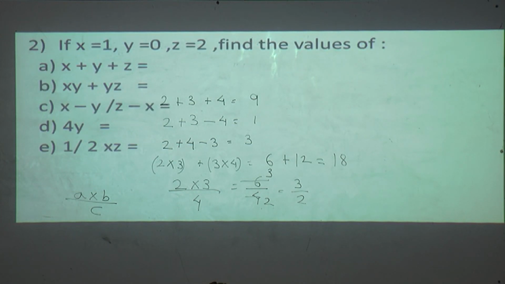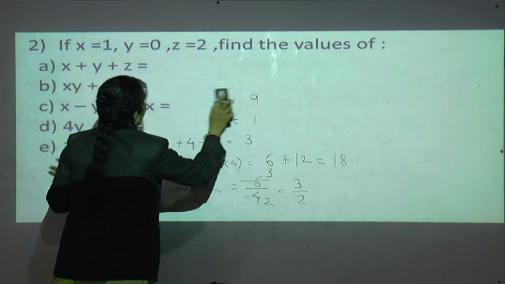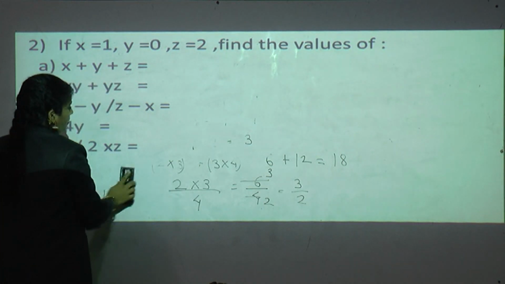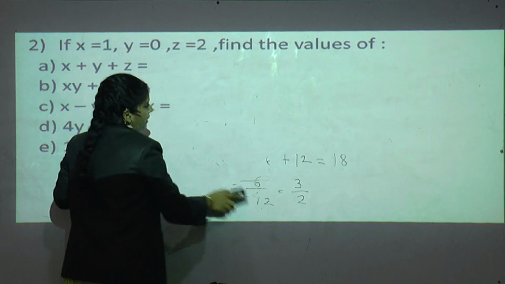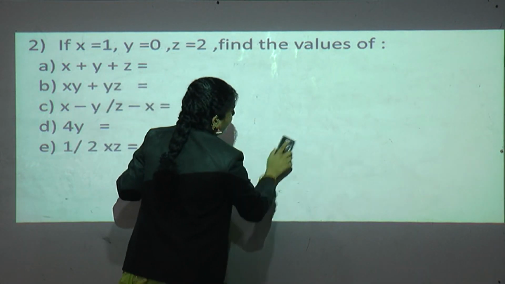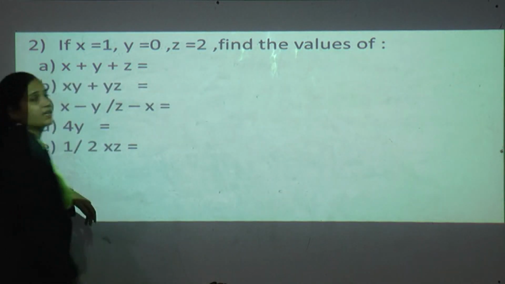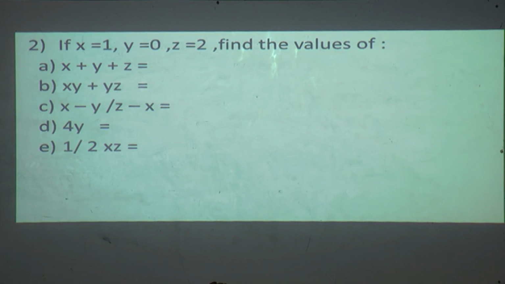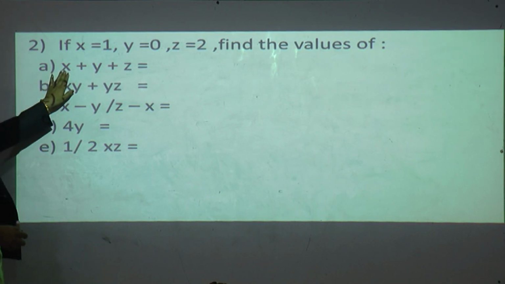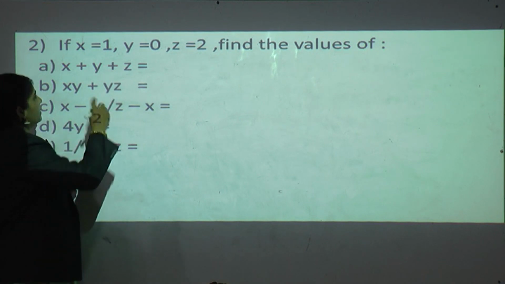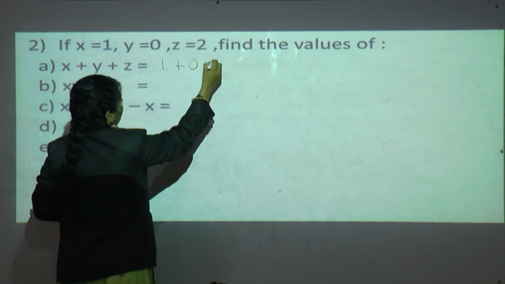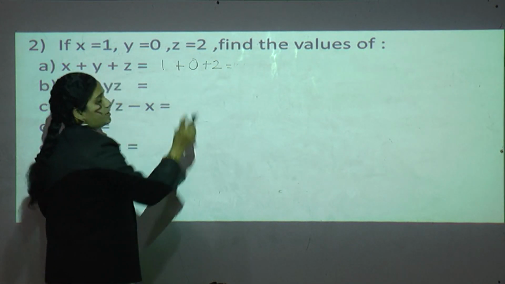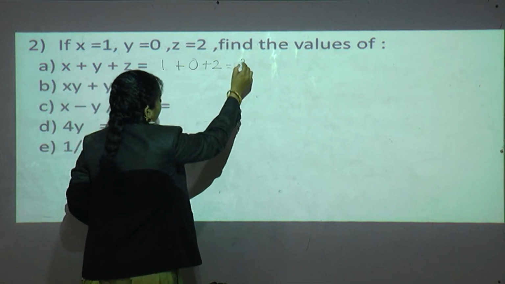Next one. Here also they have given the values of x, y and z. You have to put these values in the different algebraic expression to get the values of the specific equation. Here x plus y plus z. X means 1, y 0 and z 2. So your answer is 3.